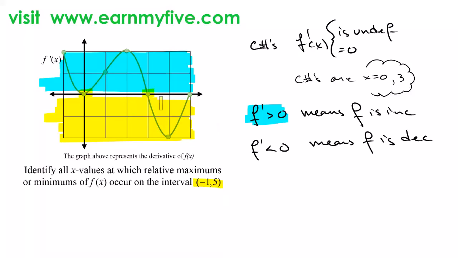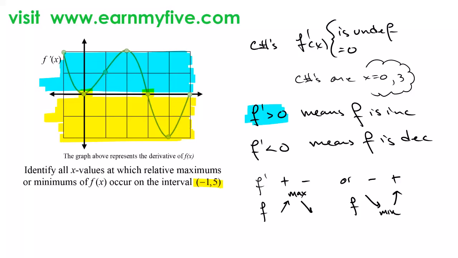What we're looking for to identify maximums or minimums would be f prime going from positive to negative. That would mean that f would be increasing to decreasing, and that would mean we would have a max there. Or we'd be looking for f prime going from negative to positive, which would mean that f would be going from decreasing to increasing, yielding a minimum.